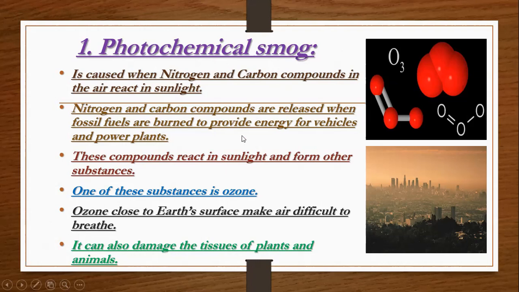This will form new substances. One of these substances is called ozone. Ozone, formula O3, three O's, okay? This one, close to the Earth's surface, makes air difficult to breathe. If it is formed in the lower atmosphere around the Earth's surface, it causes many negative impacts to humans and other organisms. So it can damage or cause difficulty for breathing. Also, it will damage the tissues of plants and animals.